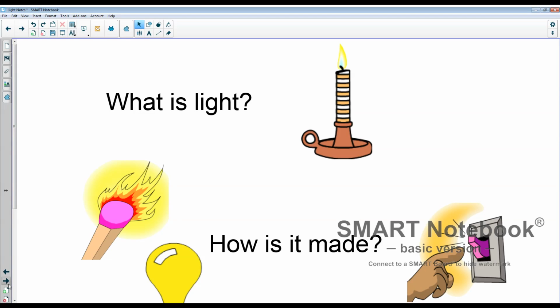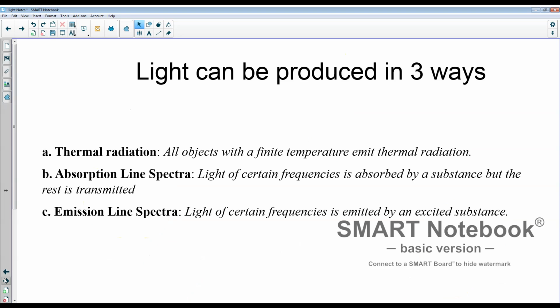But what is light? Where does light come from? We can think about it in sort of a physical nature. What physical property does light come from? We know that light is electromagnetic waves, which we'll talk about in a little bit. But how is it actually produced? We know things that are hot kind of produce light, but there's really three ways that light can be produced.